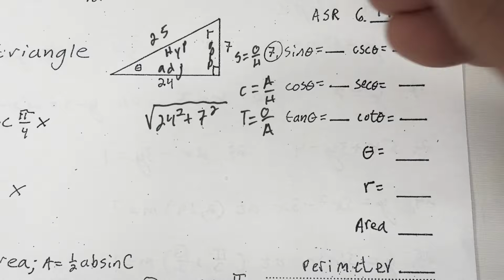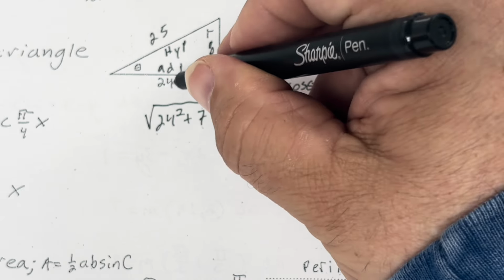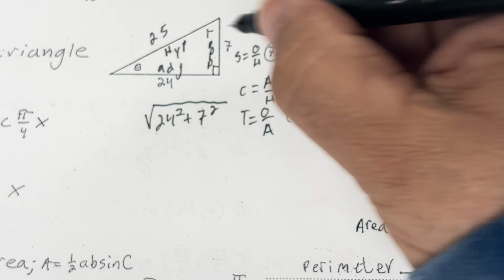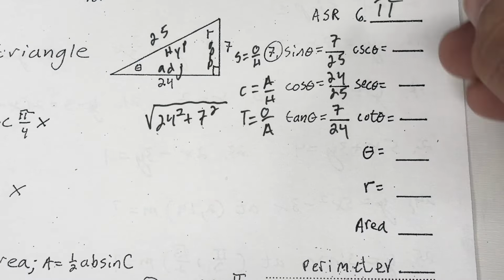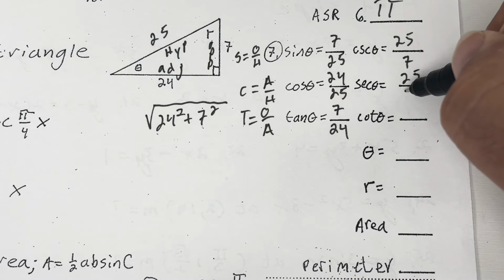Opposite over hypotenuse, so 7 over 25. Adjacent over hypotenuse, that would be 24 over 25. Opposite over adjacent, 7 over 24. The reciprocal identities, we just flip them, so that would be 25 over 7, 25 over 24, 24 over 7.